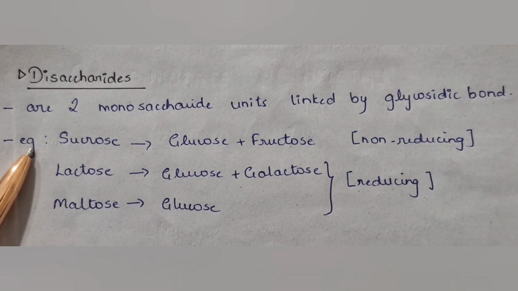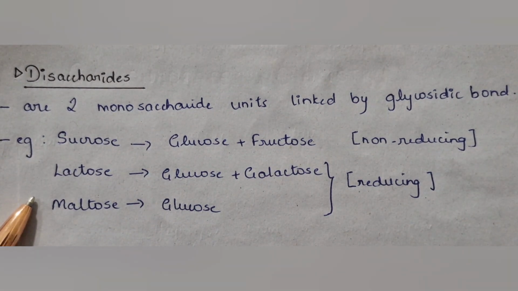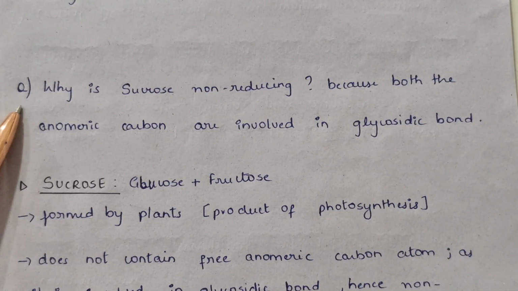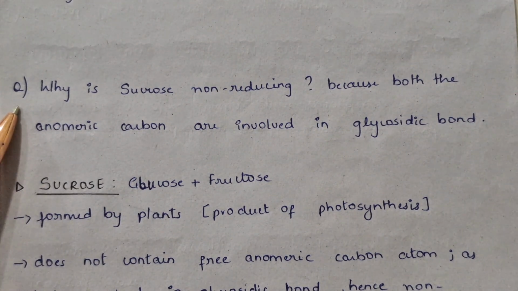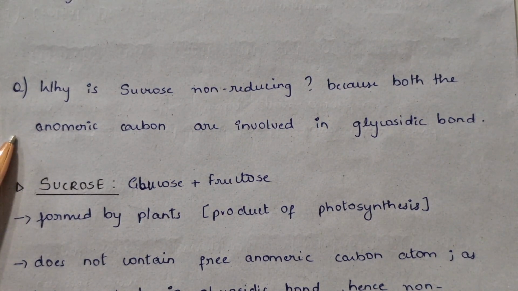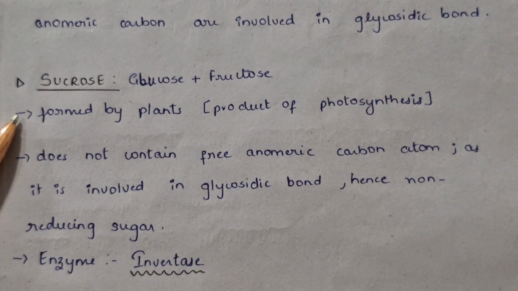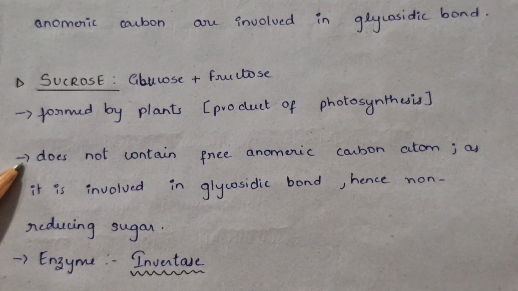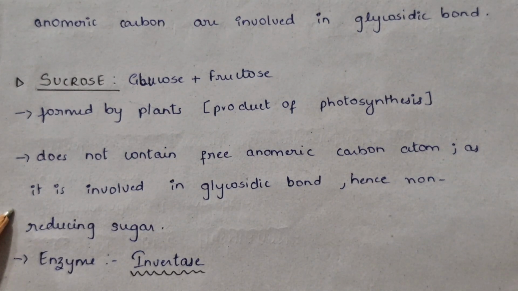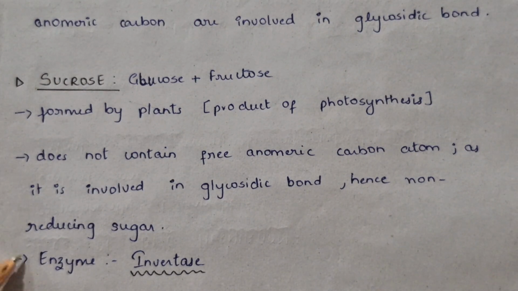Sucrose is a non-reducing sugar. Lactose and maltose are reducing sugars. Why is sucrose non-reducing? Because both the anomeric carbons are involved in the glycosidic bond. The first one is sucrose, which breaks down to form glucose and fructose. It is formed by plants and it is a product of photosynthesis. It does not contain a free anomeric carbon atom as it is involved in the glycosidic bond, hence it is a non-reducing sugar. The enzyme involved is invertase.